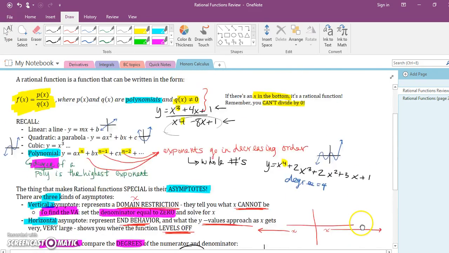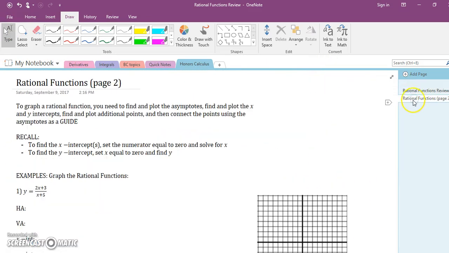So let's go ahead and start graphing these. To graph a rational function, you need to find and plot the asymptotes. You need to find and plot the x and y intercepts. You have to find and plot additional points. Connect the points using the asymptotes as a guide. So get that jotted down before we do examples.